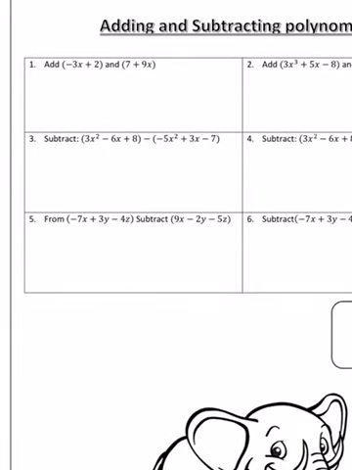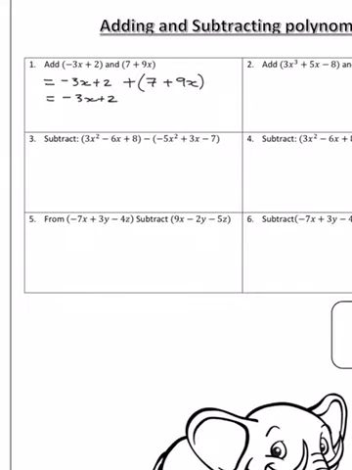So we're going to have adding negative 3x plus 2 and, so we're adding 7 plus 9x. All right. So you can leave off the bracket when you're adding, but when you're subtracting, you mustn't. So the first bit doesn't need its bracket at all. It's the second piece that will need its bracket. So we have negative 3x plus 2.